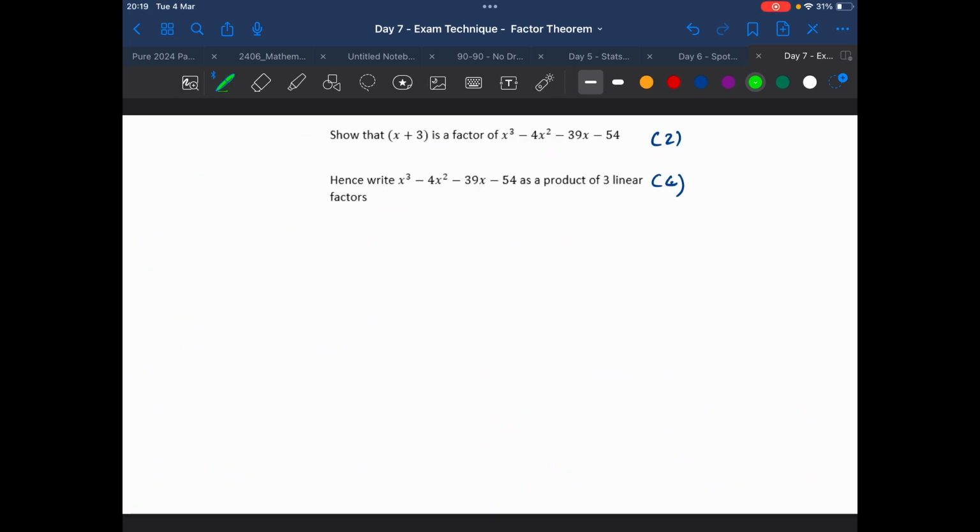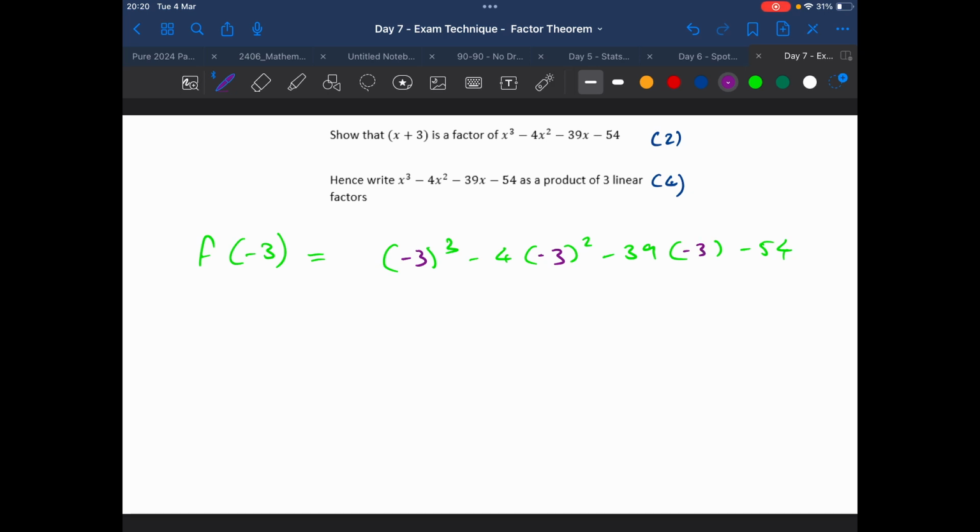So here we go then. Let's have a go at our second one. We're going to have a look at f of minus 3. So bracket cubed minus 4 bracket squared minus 39 bracket minus 54. And we are going to put a minus 3 in on these ones here.